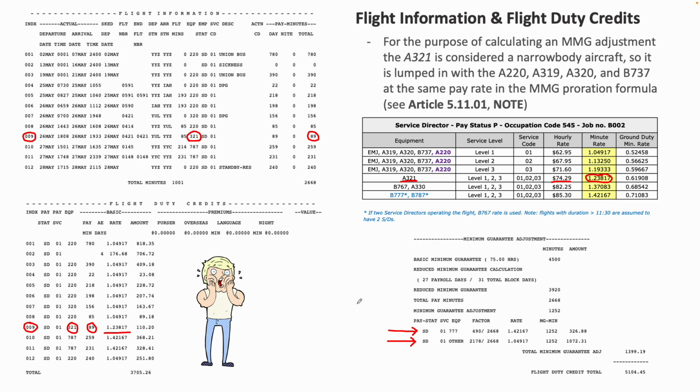This is based directly on the language found in Article 5.11.01, the note specifically. And as a result, the Airbus 321 for the purpose of MMG top-up is lumped in with narrow body.